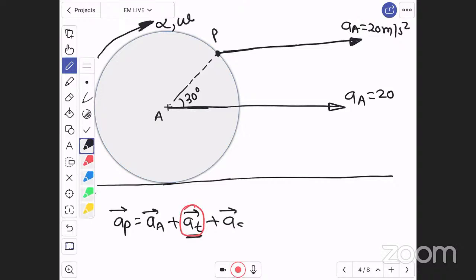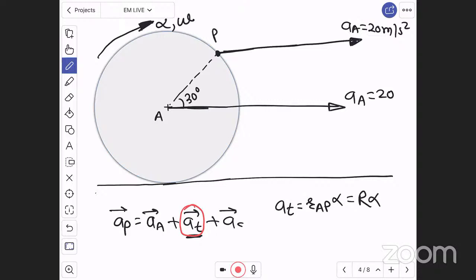Let us find this tangential acceleration. This AT is nothing but AP into alpha. Now the distance between A to P is the radius of the wheel, so AT is radius of wheel into alpha. Point P can be anywhere, even inside, so accordingly tangential acceleration is equal to radius of wheel 2, alpha 10, which is nothing but 20 meter per second square, and it is tangential at that point P.